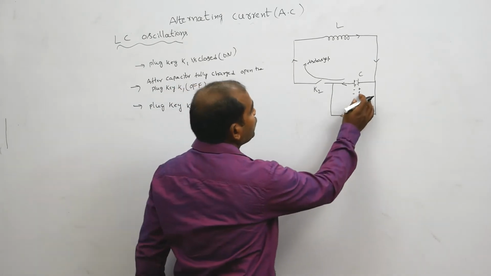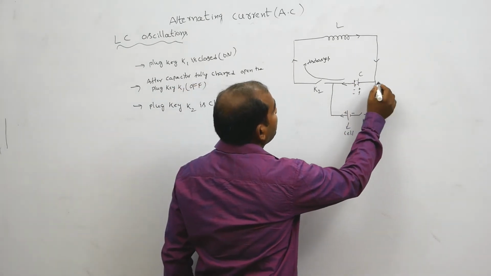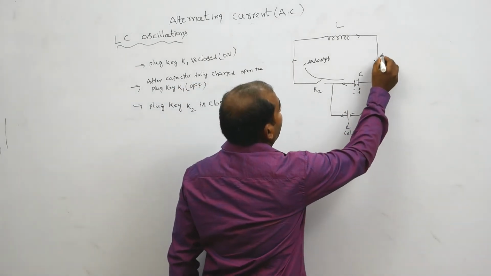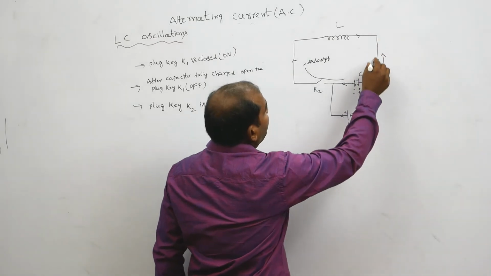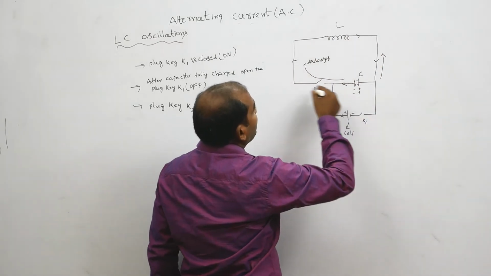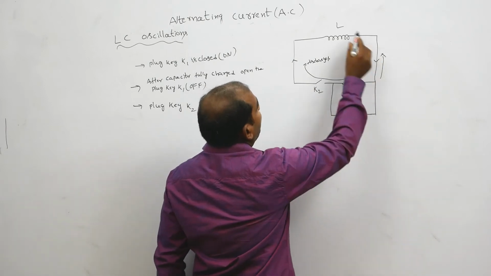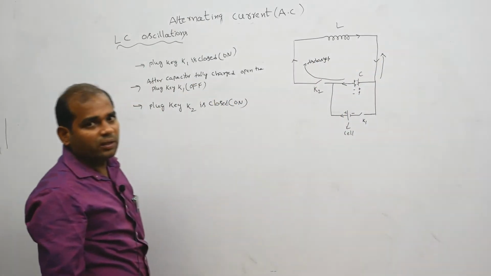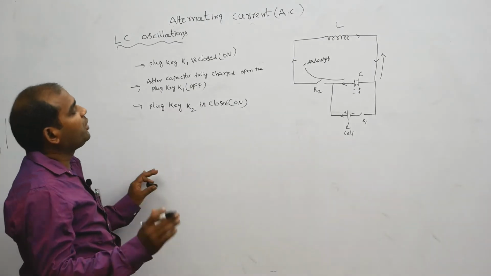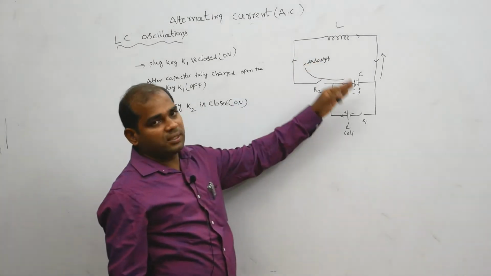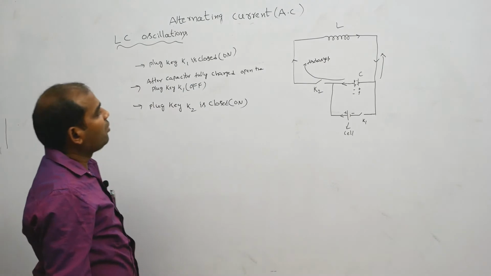Now this becomes the positive plate and this is the negative plate, so the current flows in the opposite direction. Earlier the current was flowing in this direction, and after the polarities change, the current flows in the other direction. In this way, the energy is transferred between L and C. This is called LC oscillation.